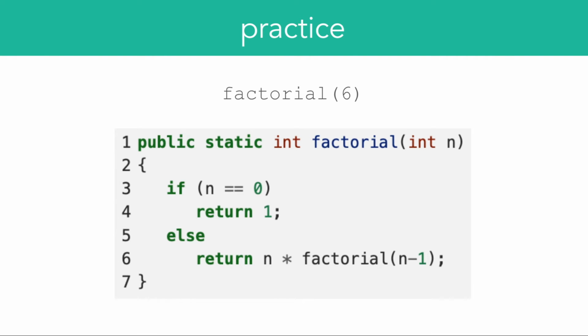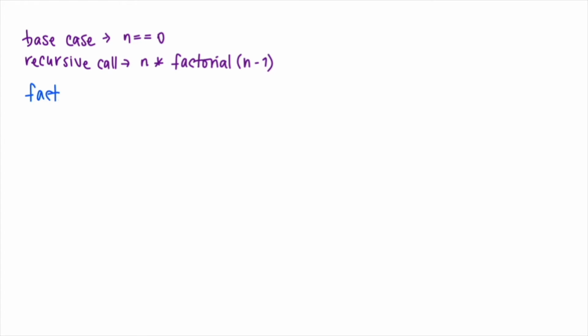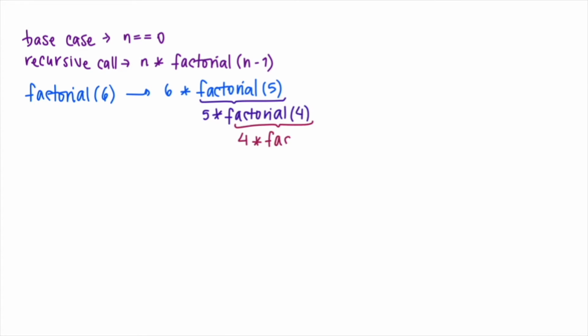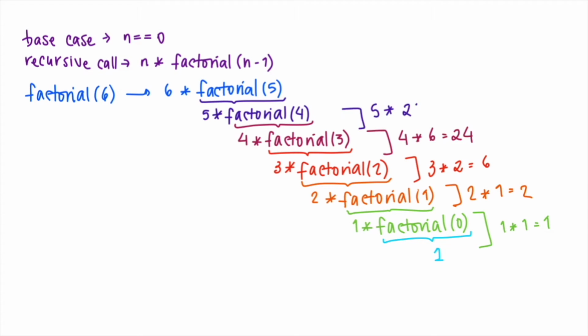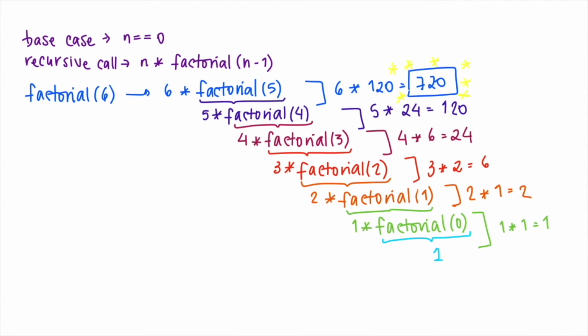Given the defined method, what does factorial 6 return? Start by identifying the base case and the recursive call. One way you can set up tracing a recursive method is by setting up the recursive calls until you get to the base case. Once found, you can go back, substituting the values until you reach the first call.